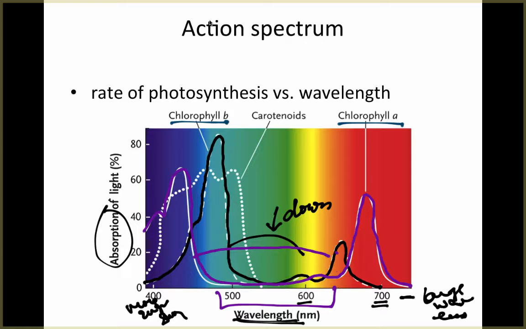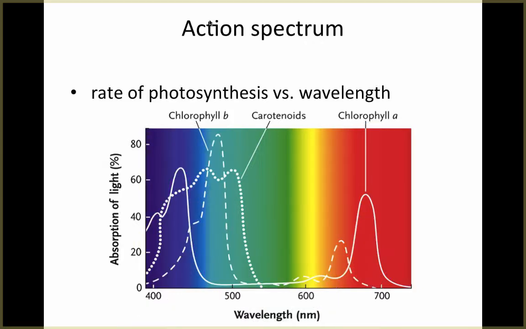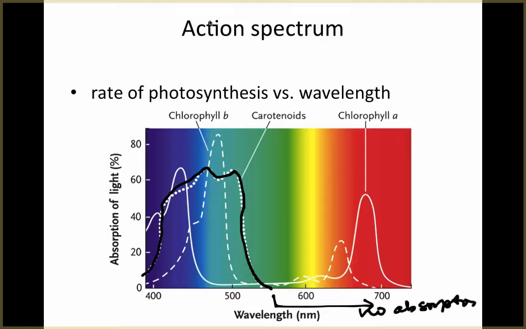Now, if you notice here, not everything is green. There's another line. Let me change colors again. This is the carotenoids. And so this is the carotenoid right here. You notice from here on, there's no absorption, right? They absorb all down here.